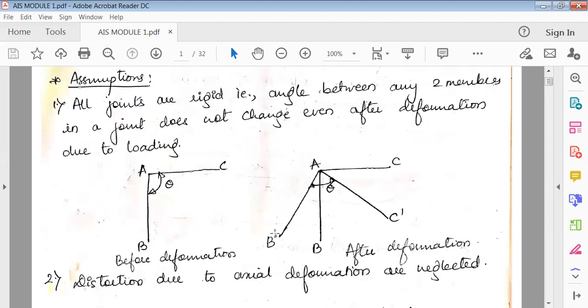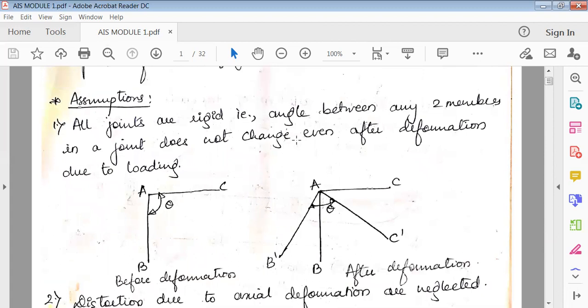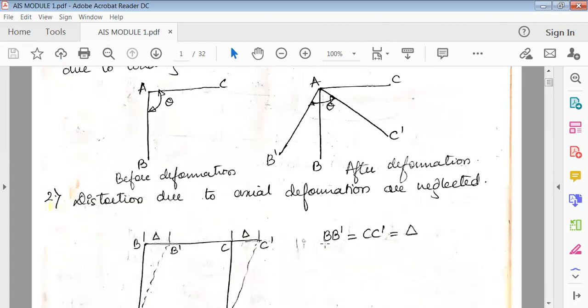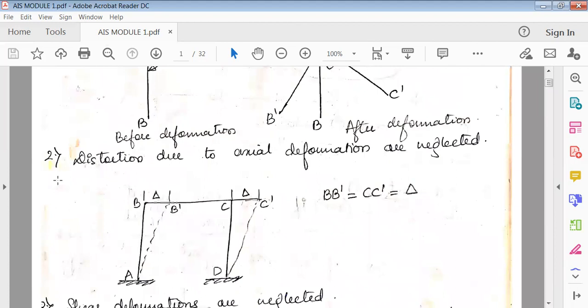So quickly, let us take a look at the assumptions. First assumption is all joints are rigid. That is, the angle between any two members will be the same before deformation and after deformation. And the second assumption is distortion.